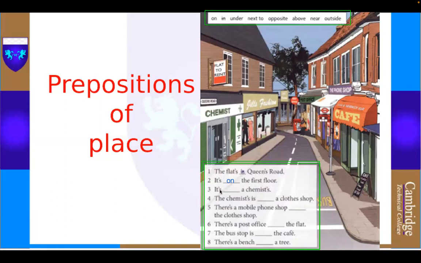So we're talking about the flat. It's a chemist. Under? Above, not under. Above, meaning over. Number 4, the chemist is the clothes shop. Near? Are you sure? Not near. Near means close to it, a bit far but close. There's another word: next to. Next to, beside. Near means close, so there may be some distance between them. There's a mobile phone shop, the clothes shop.